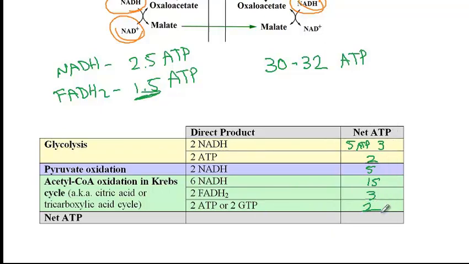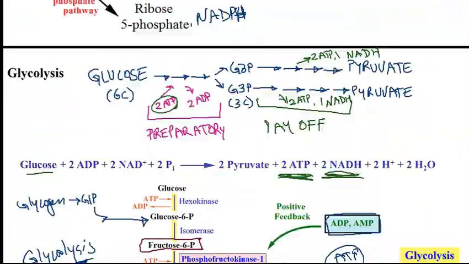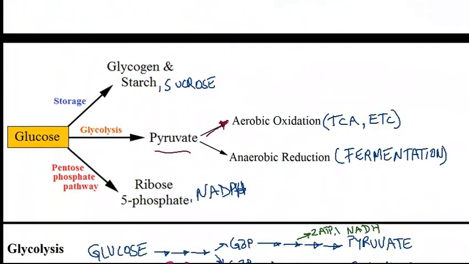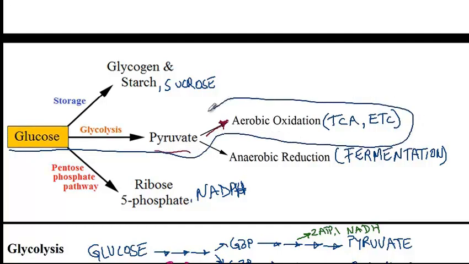Now let's add up all these numbers. 5, 20, 30. So 30 ATP in eukaryotes, or 32 ATP is yielded in prokaryotes. And that's about it. Now we are done with the next phase of this lecture, which was oxidative phosphorylation. So far we've explained glycolysis and aerobic oxidation.